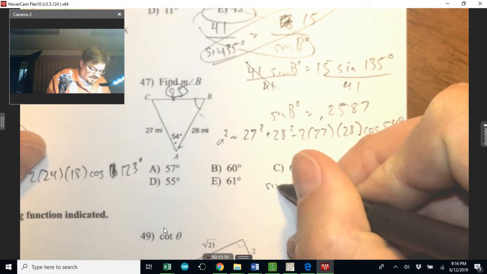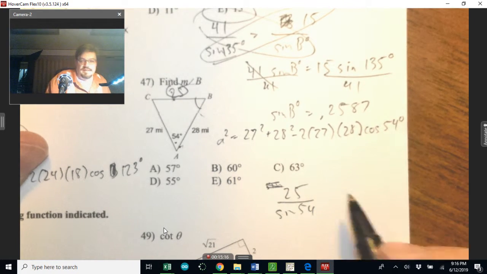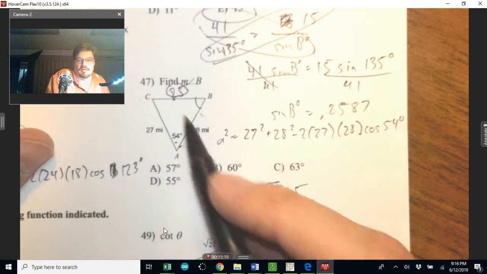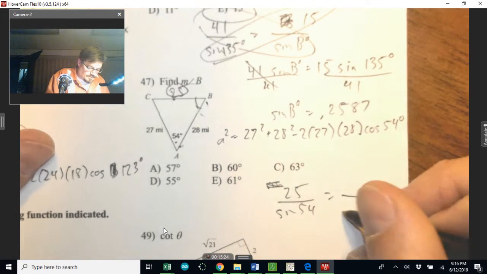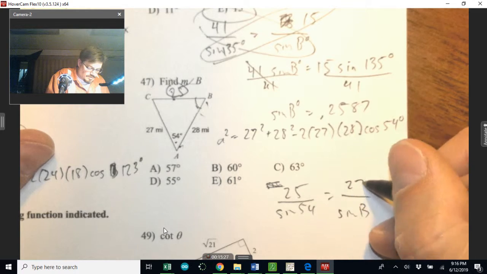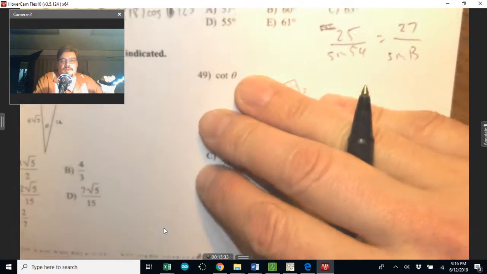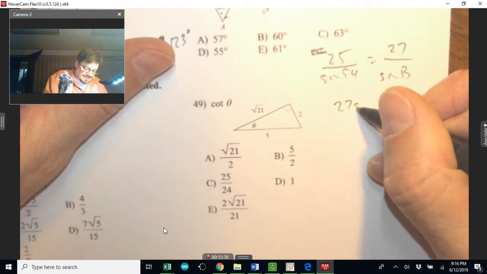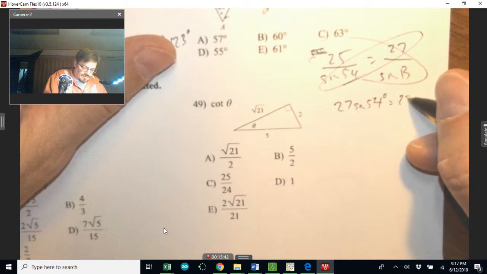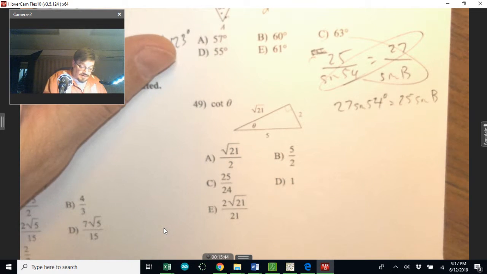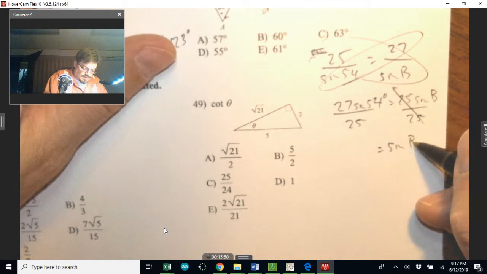So the sine, no. We said sine of 54 is related to the lowercase a, capital A, equals this guy under 27. So, man, this is a long video. This will be the last one for this one. So then we've got the 27 sine 54 after we cross multiply equals 25 sine B. So I divide both sides by 25. So sine B equals this guy.